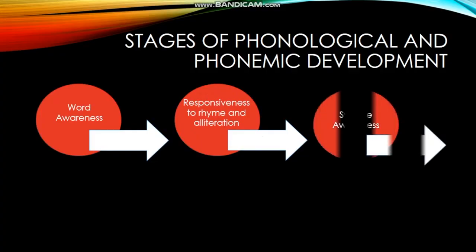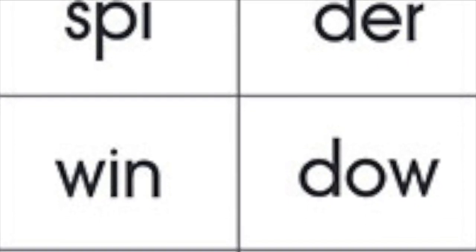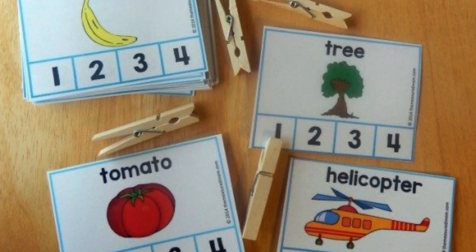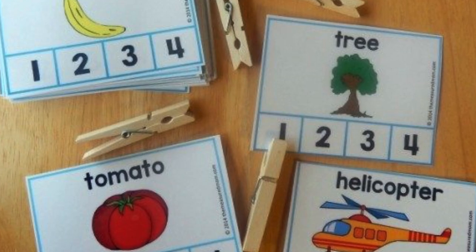Next we have syllable awareness. A syllable is an unbroken sound of a spoken word. Syllable awareness, on the other hand, is being able to identify all syllables in a word. A child can do this by counting, tapping, blending, or segmenting a word into syllables.